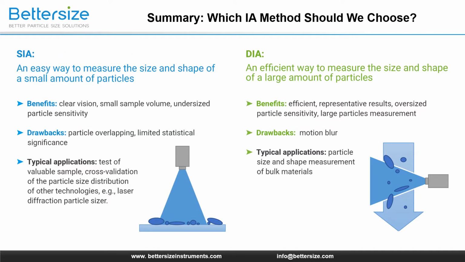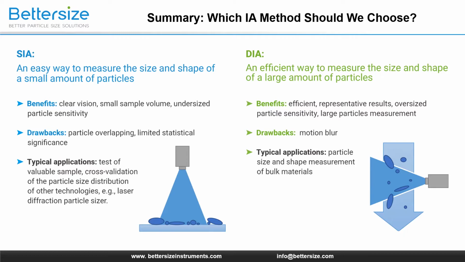In comparison, static image analyzers can observe particles with higher magnification, and static particles reduce any potential blurs or distortions. Besides, the SIA method requires less sample volume for one test. When the sample is very valuable, we should employ a static image analyzer to do measurements.